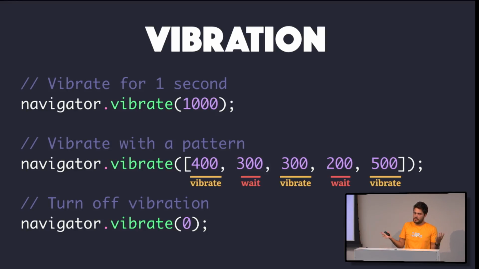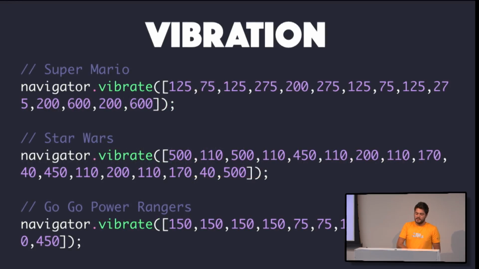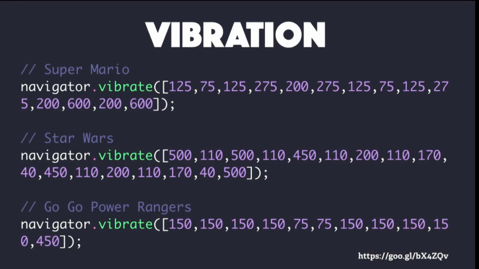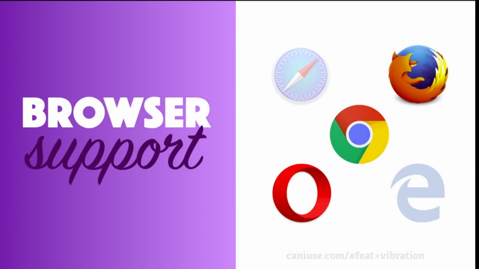Like, and as you can imagine, people are just crazy on the web, so they created songs using those vibrations. So you can basically vibrate the Super Mario song, the Star Wars, Go Power Rangers. That's probably my favorite one, and it's pretty nice. The browser support is kind of good, but it's a progressive enhancement feature, you know. If the user is on desktop, there's no vibration, right? So it's not gonna change the user experience very much, depending on how you're gonna use it.